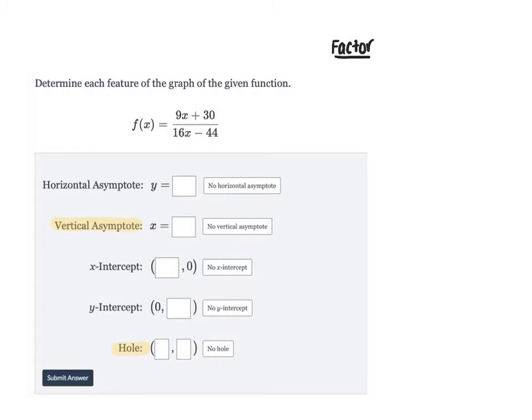So let's look at the numerator. Looks like I can factor out a GCF of 3, so I'm going to go ahead and do that, and then I'm left with 3x plus 10. And then in the denominator, it looks like I could divide out a GCF of 4, and I'm left with 4x minus 11.